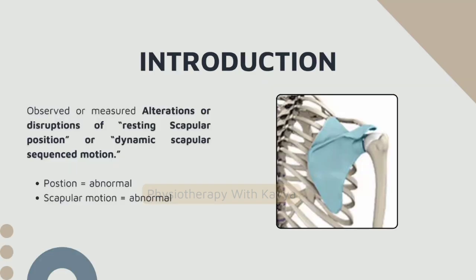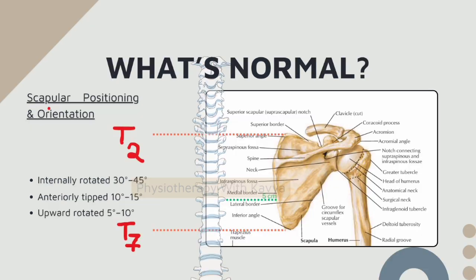To begin with, the highly scientific definition says that scapular dyskinesis is observed or measured alterations or disruptions of resting scapular position or dynamic scapular sequenced motion. In simple words, the position might be abnormal and/or the scapular motion might be abnormal. But to find out what's abnormal, we should know what's normal.